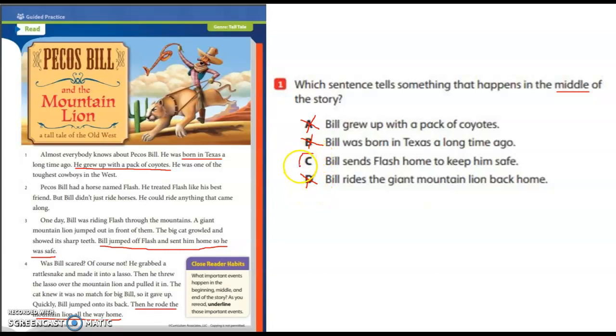So the answer is C. Bill sends Flash home to keep him safe. And of course, like I said, that's his reaction to his problem. So that's definitely something that's happening in the middle of the story. Today you're going to be answering a question like this about the sequence of the story on your own, now that you've learned how to answer a test question like this.